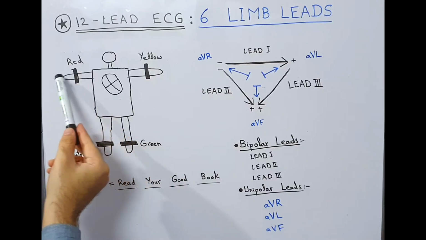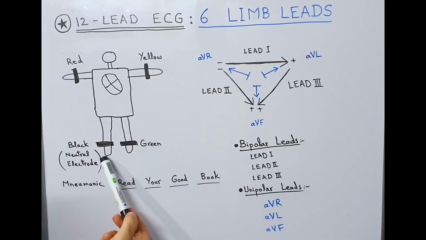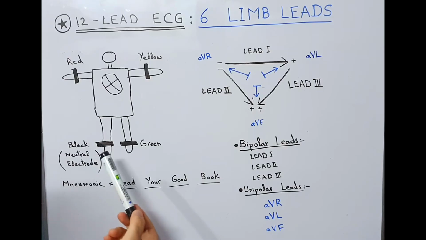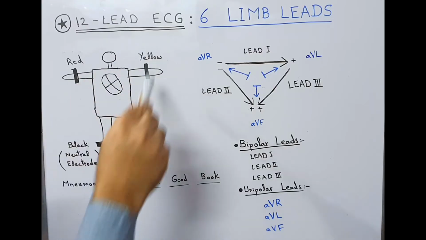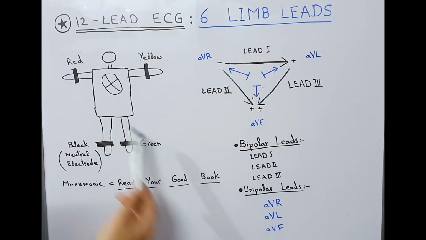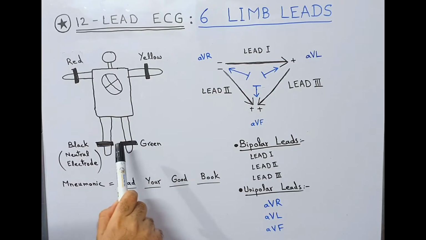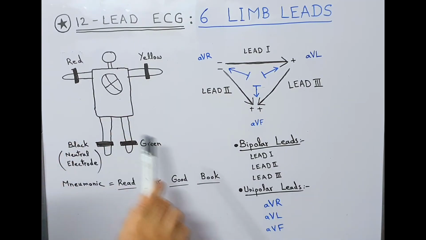For example, the right arm electrode will always be red, the left arm electrode will be yellow, the right leg electrode will be black, which is actually a neutral electrode as it does not catch the electric signal but is used for grounding purposes, and the left leg electrode will be green. You can remember these colors by the mnemonic "read your good book": red, yellow, green, black. So these are 4 electrodes that are placed on the skin, and usually a gel is applied and then this electrode is attached to the skin for good conduction. Now these are electrodes. The electrode story is finished.